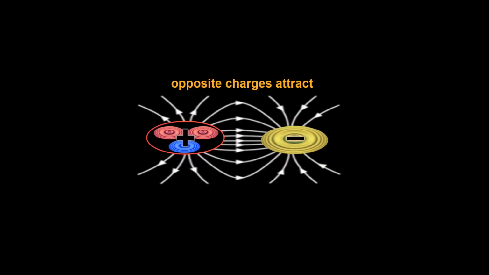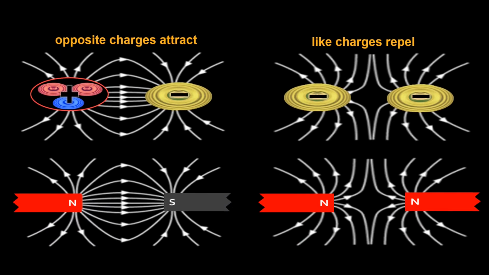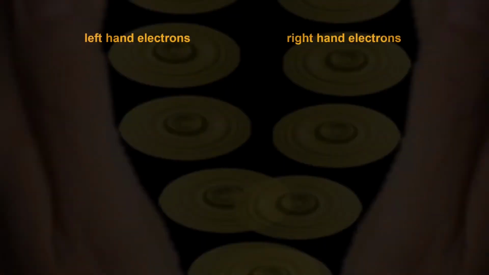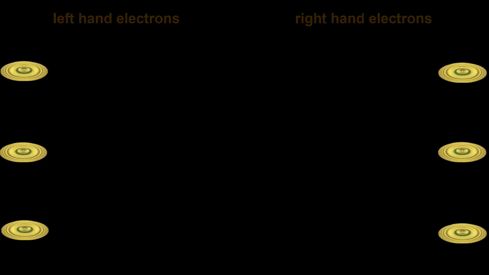Opposite charges attract, and like charges repel, in the same sort of way as the poles of a magnet. The outermost part of your hands comprises the electrons of the atoms on the surface of your skin. So when you clap your hands together, you are bringing together like charges, and like charges repel.